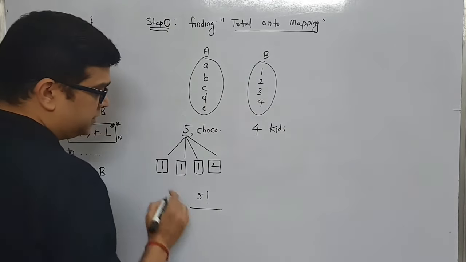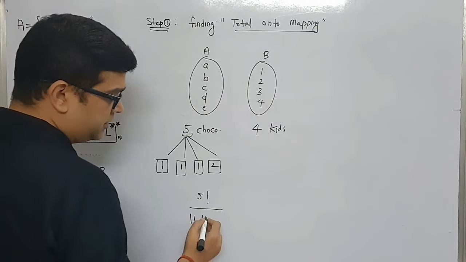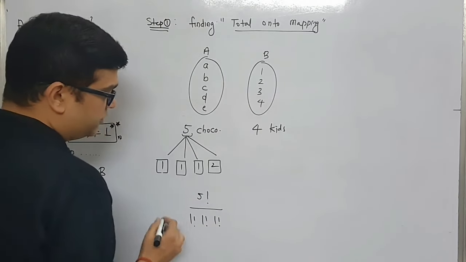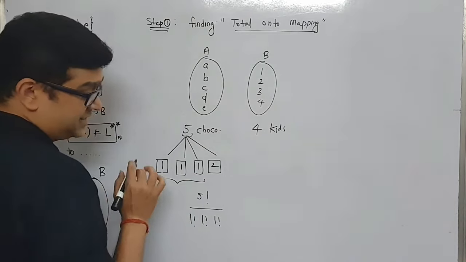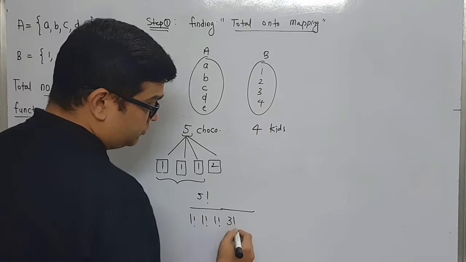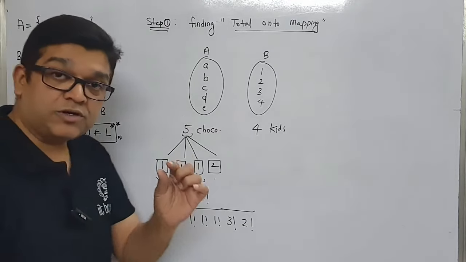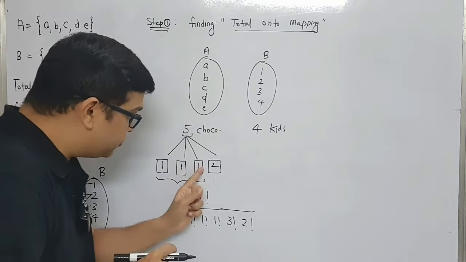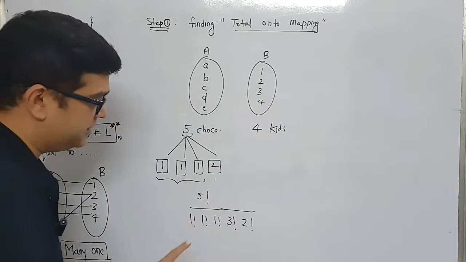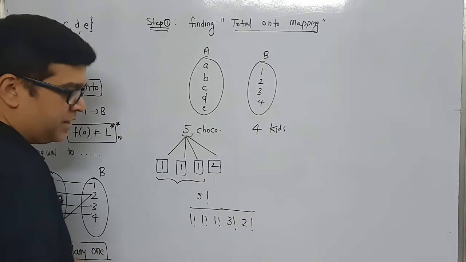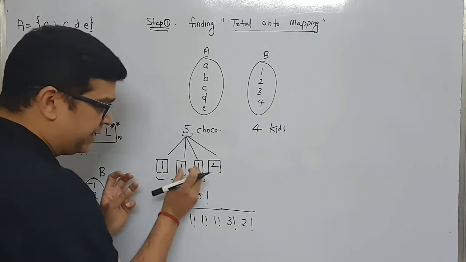Total factorial divided by 1 factorial into 1 factorial into 1 factorial. This one has occurred 3 times, so into 3 factorial, and 2 factorial for this. So 5 chocolates you're wrapping into 4 groups, and that can be done in these many ways. Now once the division is done, gift packing is done.